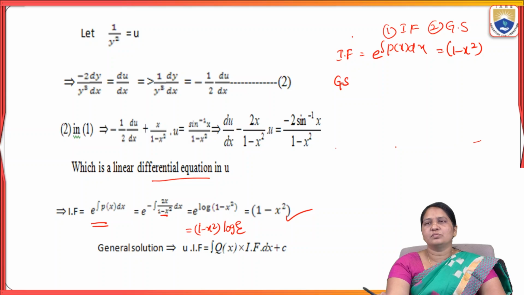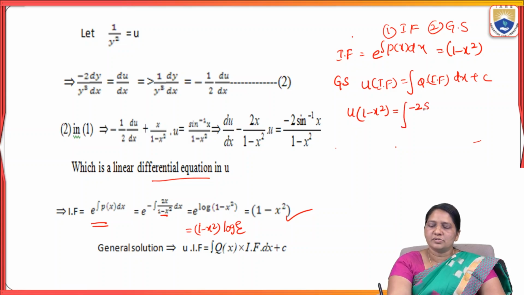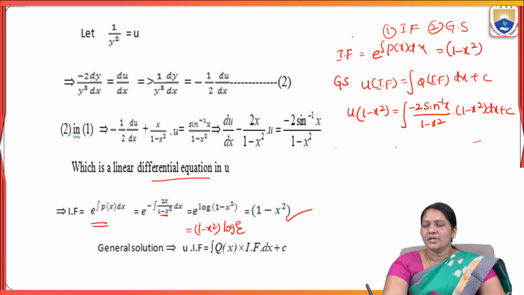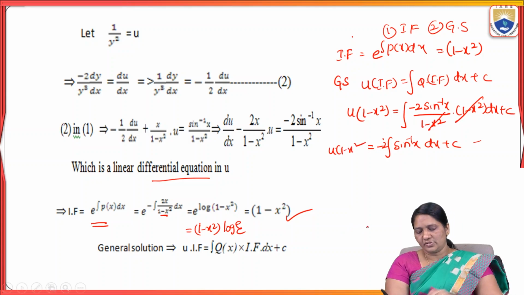Now we are going to find the general solution. What is the general solution? U into integrating factor is equal to integral of Q into integrating factor into dx plus c. So u into 1 minus x square is equal to integral. What is the Q value? Q value is minus 2 into sin inverse x by 1 minus x square, into integrating factor 1 minus x square, into dx plus c. So 1 minus x square will be cancelled. So finally here minus 2 integral sin inverse x dx plus c. Now we are going to calculate the integral of sin inverse x dx.